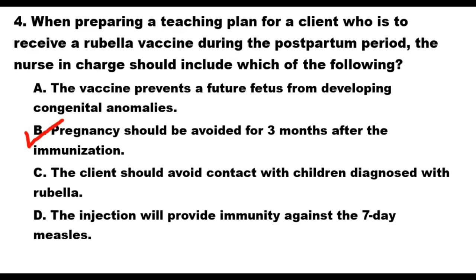The correct answer is B. Pregnancy should be avoided for 3 months after immunization. Why? Rubella vaccine is a live vaccine which can be teratogenic because it can cross the placental barrier. Women must avoid pregnancy for at least 3 months after vaccination to prevent congenital rubella syndrome, because this vaccine can cross the placental barrier. So she should avoid pregnancy for 3 months after immunization.